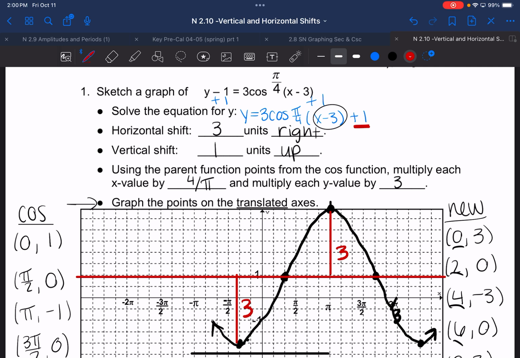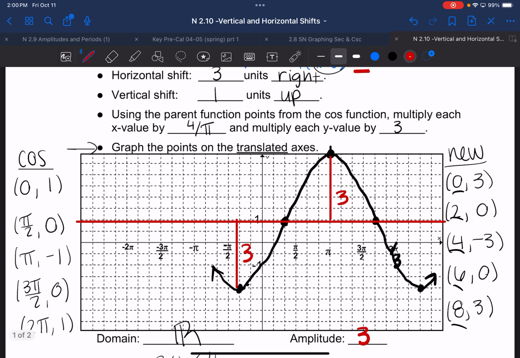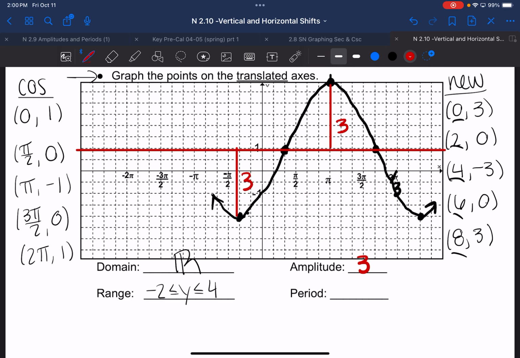So I need to remember that wherever I say I'm ending up, I can just subtract, or if you're talking about how far you went down, you'd add 1. Okay. And then for the period, that's how long it took to make 1 full cycle, right? So we started here, ended here.